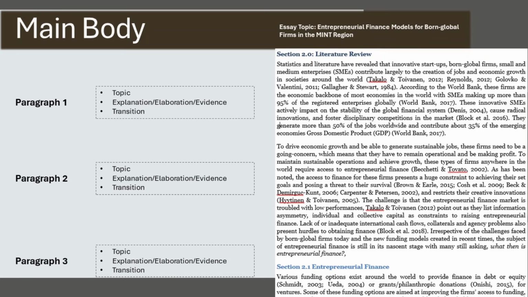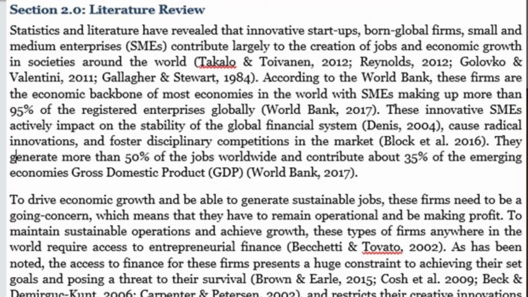Now you can pause the video and look at this section. This section we've called the literature review. There are 3 paragraphs that we'll look at and we'll see if these paragraphs actually meet the 3 fundamental elements of writing a paragraph or section.